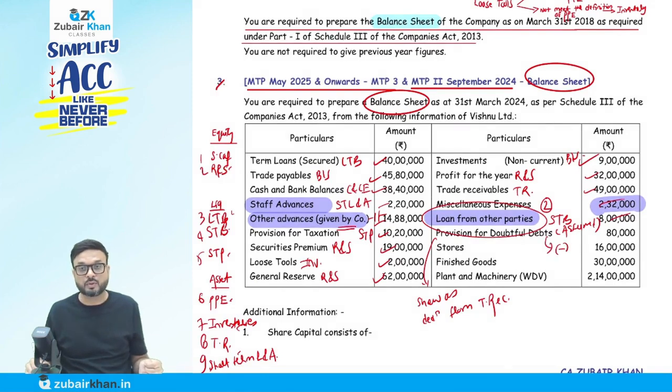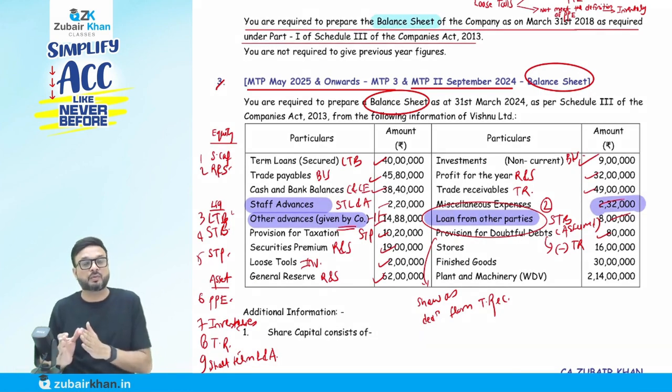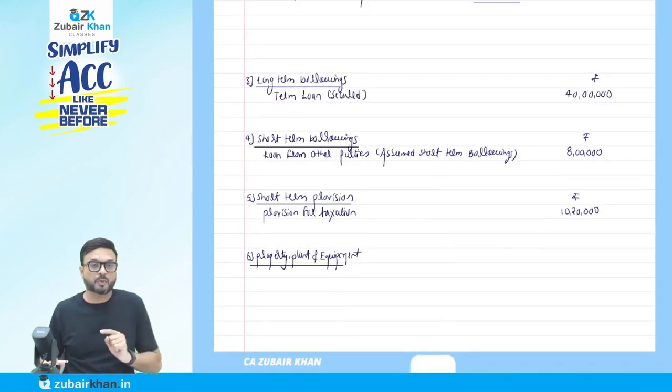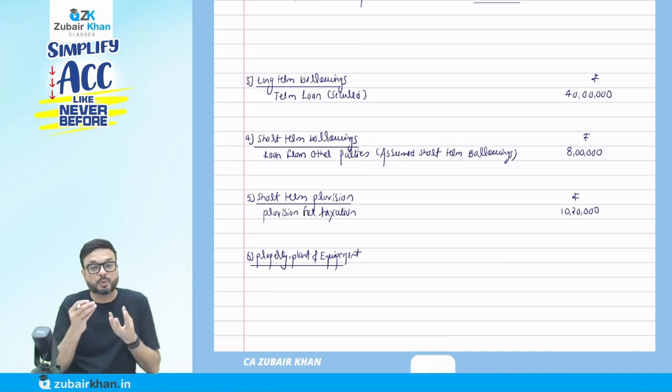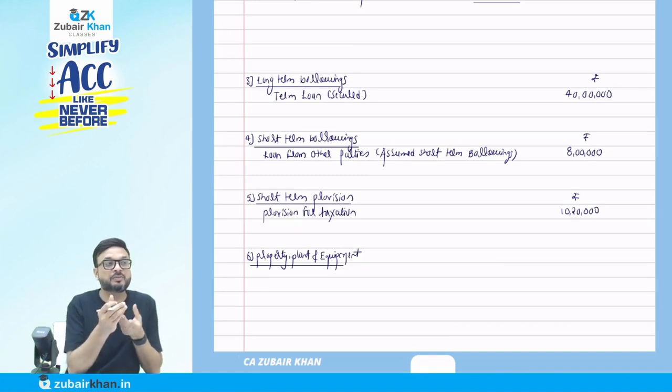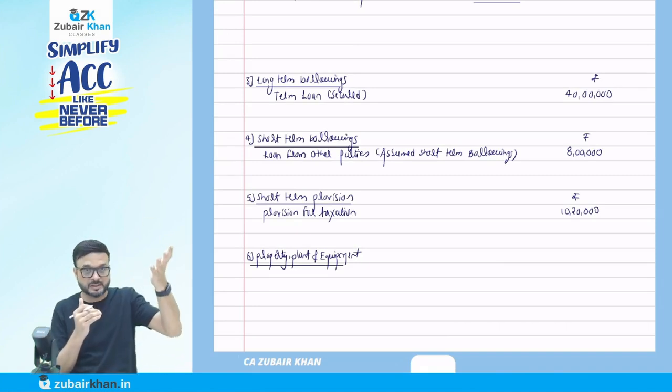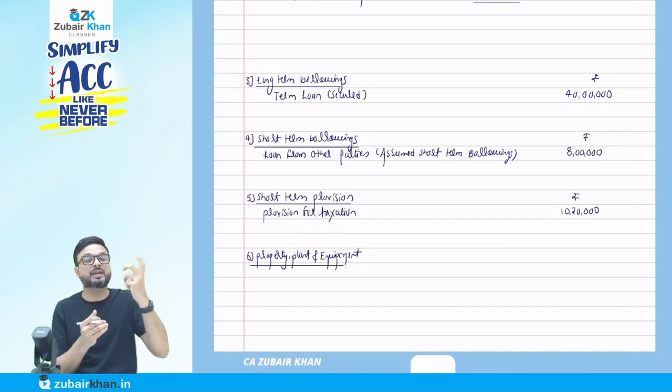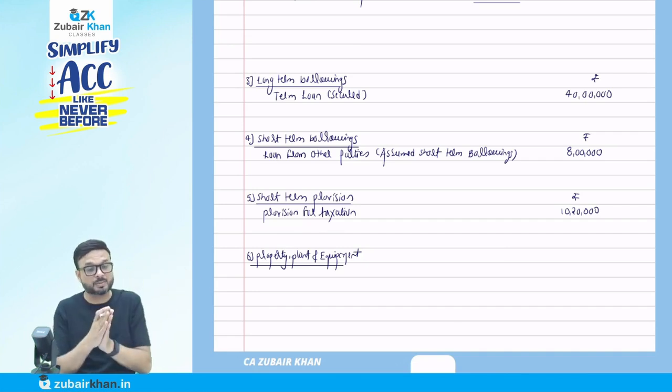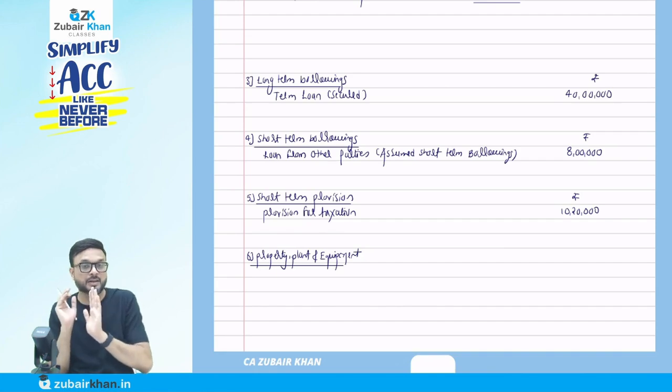What we have to do? We have to deduct it. This provision for doubtful debt, we have to deduct it from trade receivable. How much? 80,000. The provision has a credit balance, and provision for doubtful debt means we have a doubt that we are not going to receive the amount. So we have to adjust this provision for doubtful debt against the trade receivable.